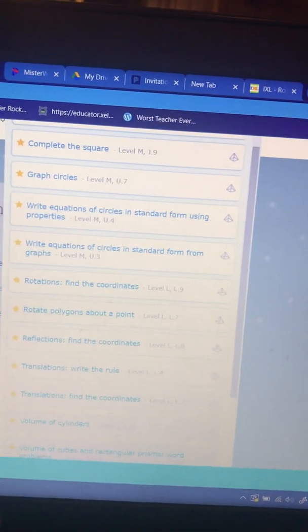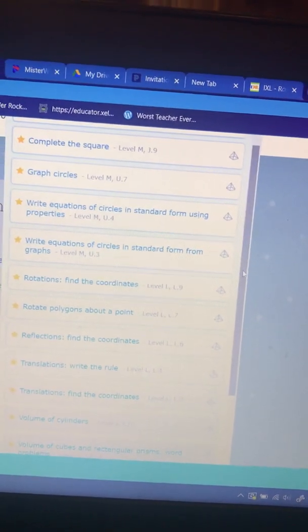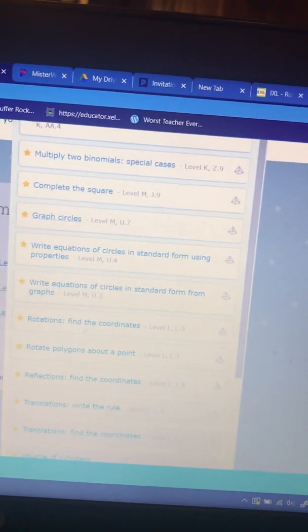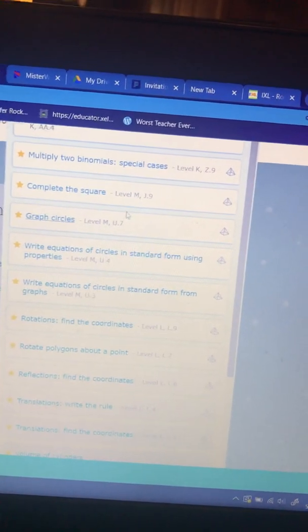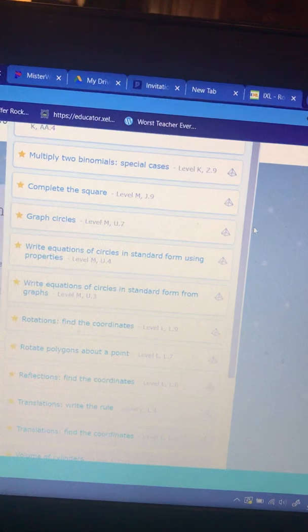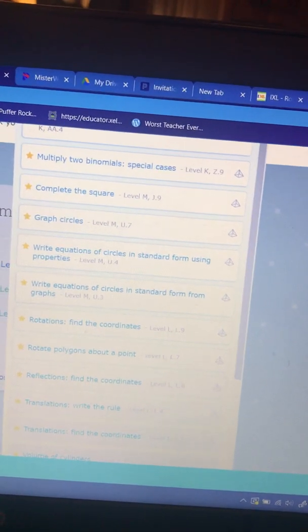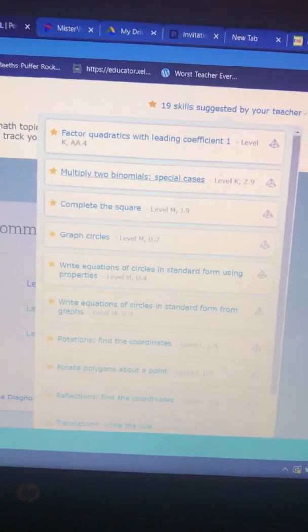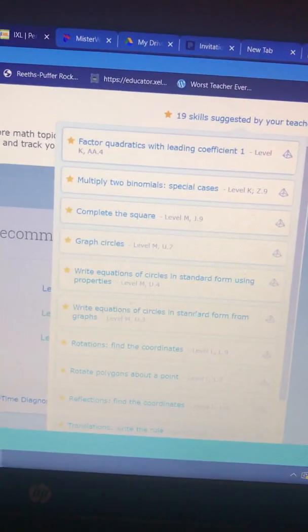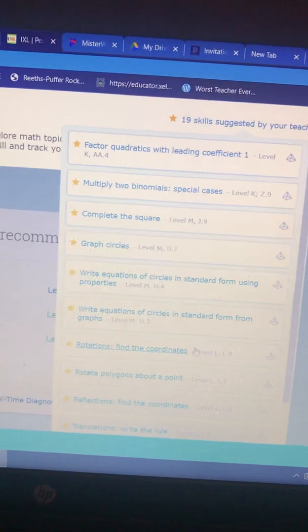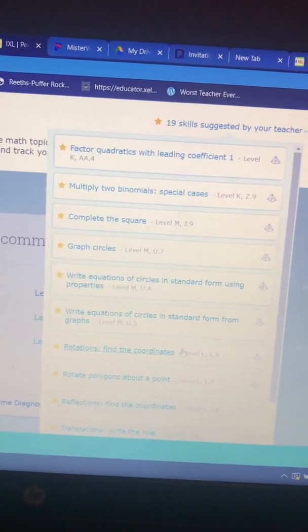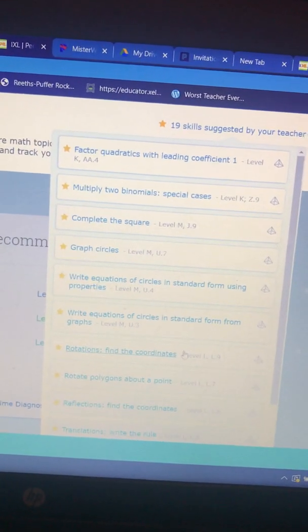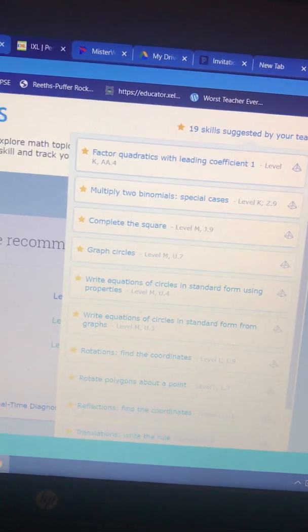Graphs of the circles, that's week 4. Completing the square, that's week 5. And the multiply, so there's week 5 stuff. So when you're going to practice, these are the skills that I'm recommending based on the instruction that I've been providing.